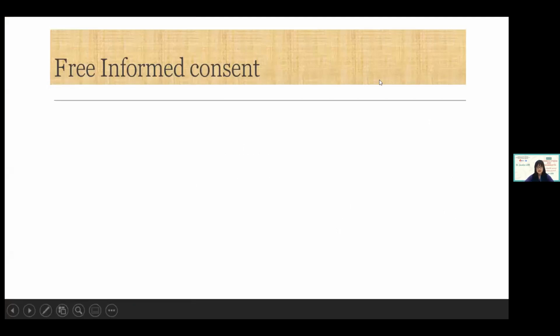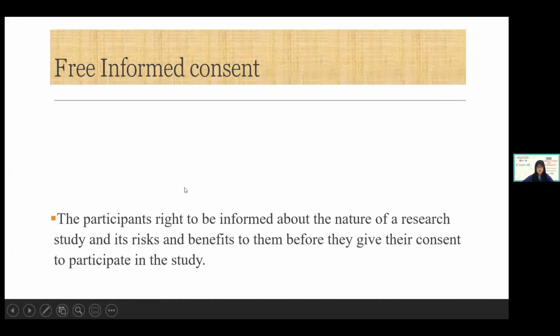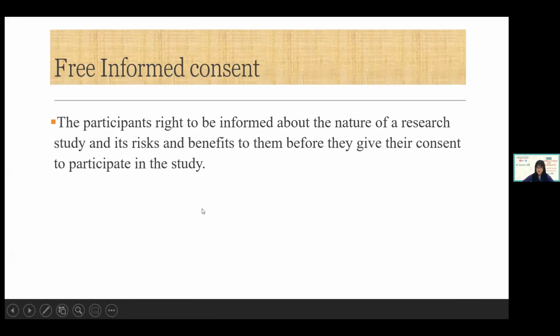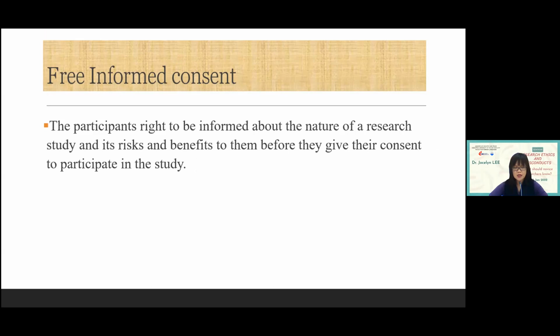The next thing that is very, very important is informed consent. I put the word free here. I'll explain it in a little while. What is informed consent? Informed consent is that participants have the rights to be informed about the nature of a research study and its risks and the benefits to them before they give their consent to participate in the study. You need to inform the students about the potential risks.